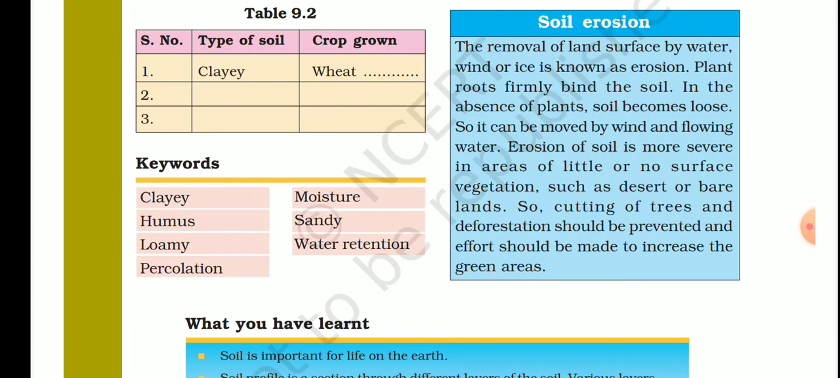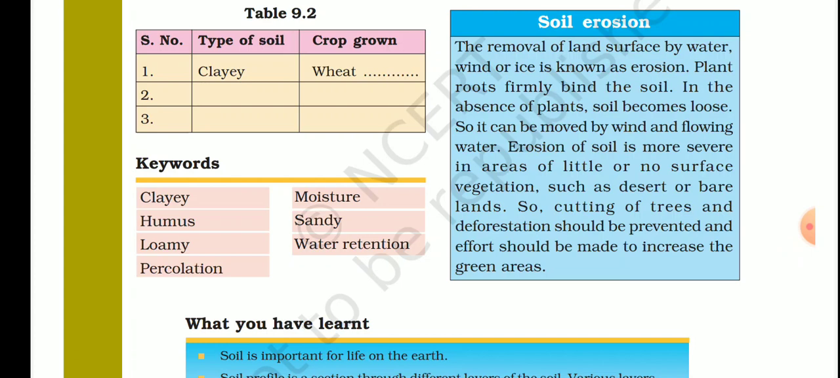The removal of land surface by water, wind, or ice is known as erosion. Plant roots firmly bind the soil. I told you that the vegetation or the plants in a particular area bind the soil. In the absence of plants, soil becomes loose, so it can be moved by wind and flowing water. Erosion of soil is most severe in areas of little or no surface vegetation, such as desert or bare lands. So cutting of trees and deforestation should be prevented, and efforts should be made to increase the green areas.